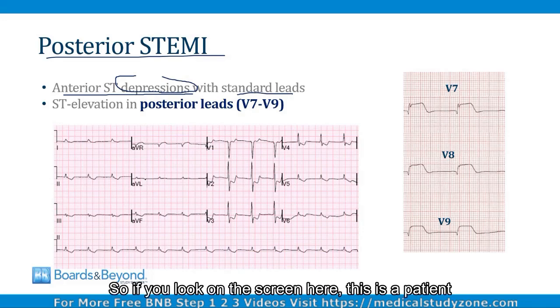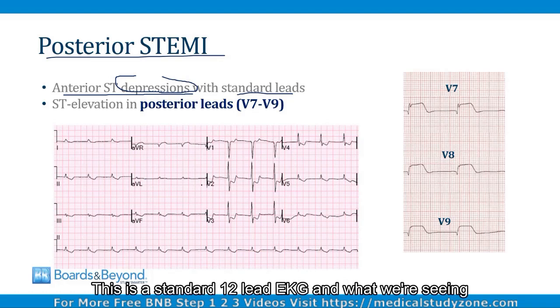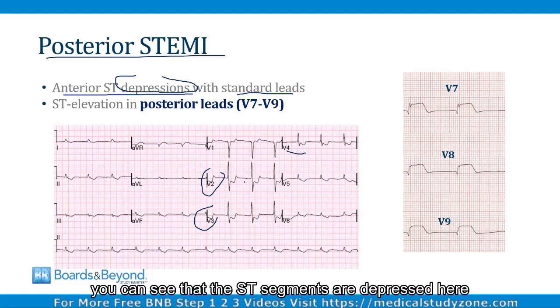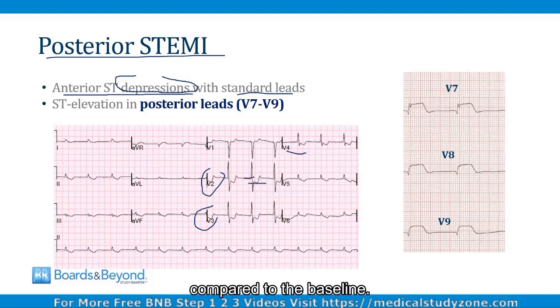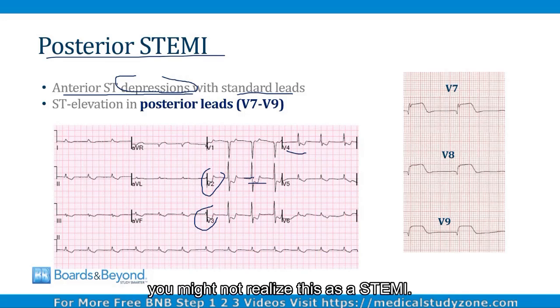So if you look on the screen here, this is a patient having a posterior STEMI. This is a standard 12-lead EKG, and what we're seeing are ST depressions in leads V2, V3, and V4. You can see that the ST segments are depressed here compared to the baseline. So if you were looking just at this normal EKG, you might not realize this is a STEMI.